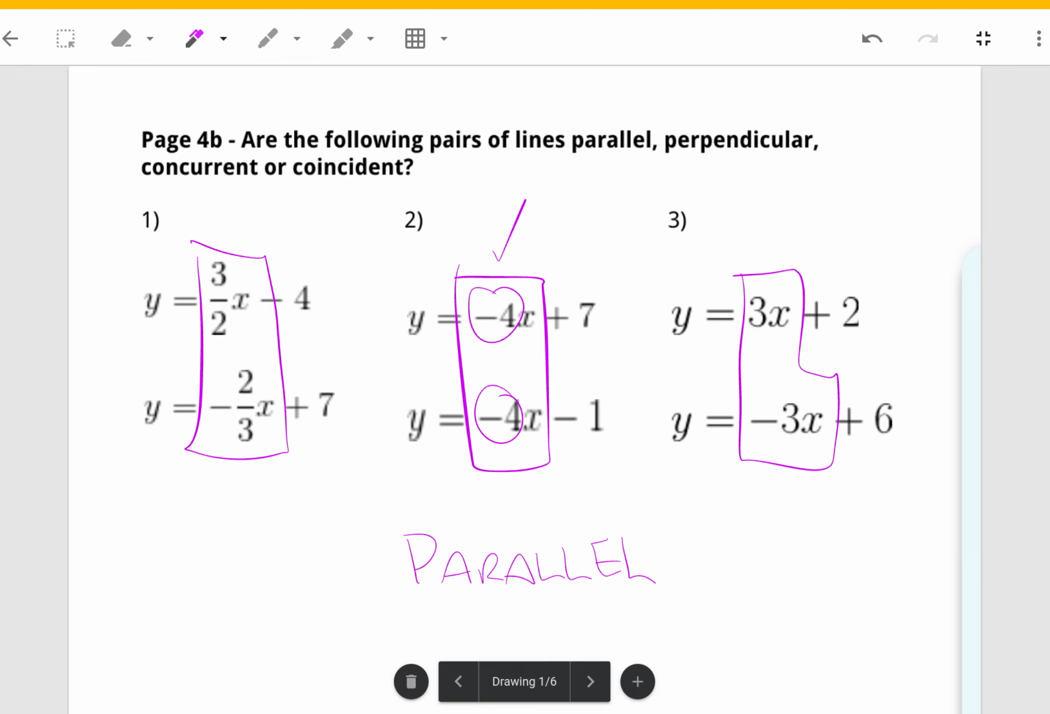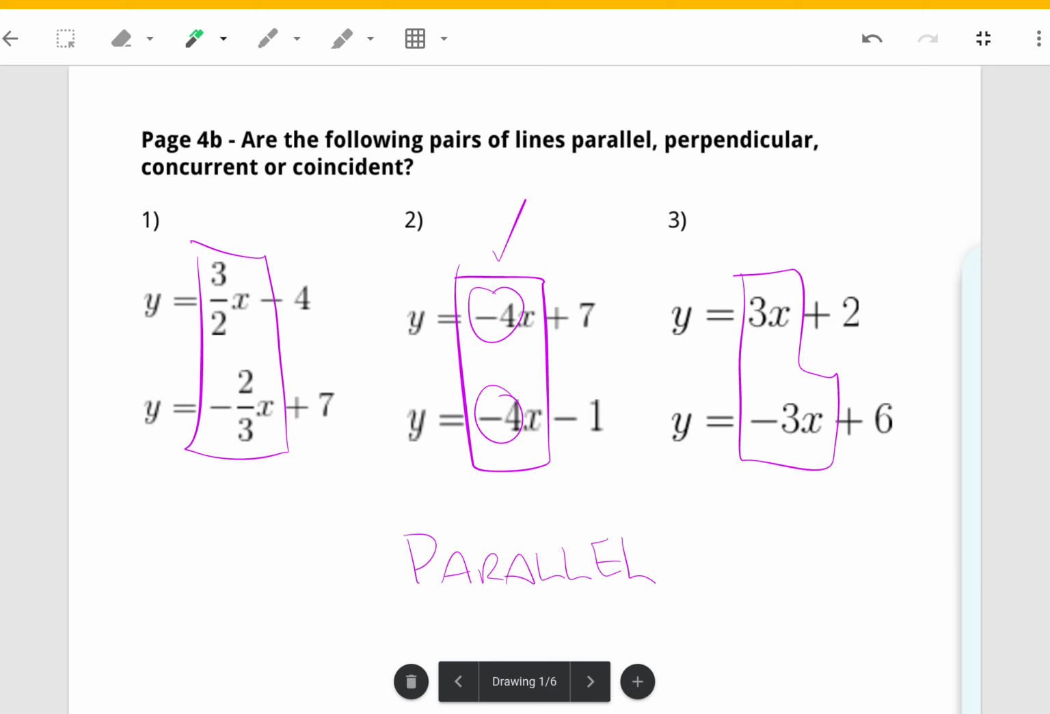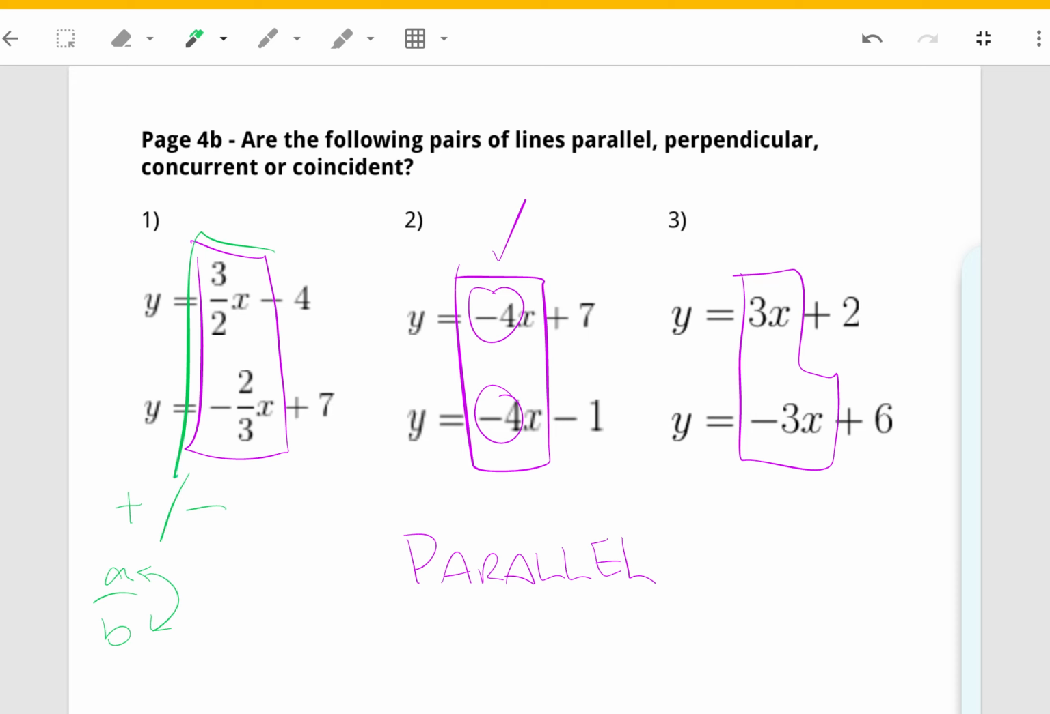Finding whether or not they're perpendicular is a little bit more involved. For it to be perpendicular, this is all in the notes, so I'm just reviewing. They have to be one positive and one negative, and then the fraction that makes up the slope has to be switched. That is true of the first problem. It is positive 3 over 2 and negative 2 over 3. That checks out the first requirement. 3 over 2 flipped is 2 over 3. That checks the second requirement. That is why number 1 is perpendicular.